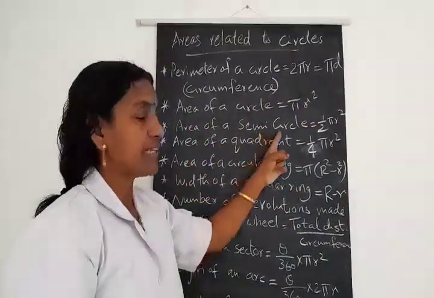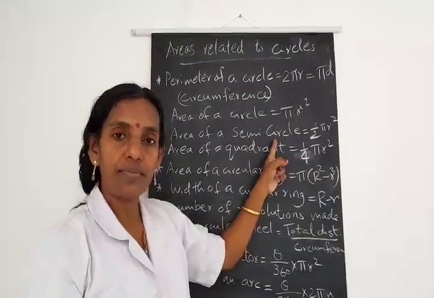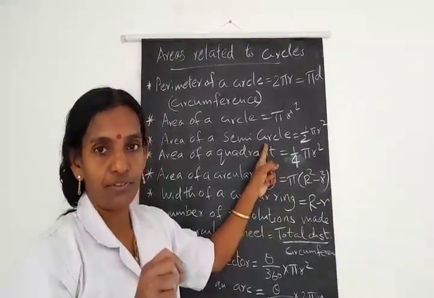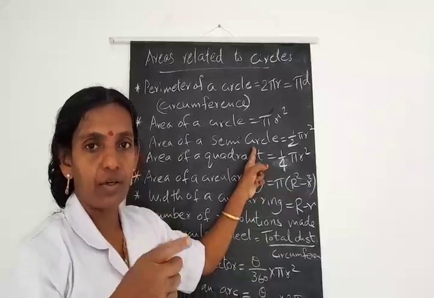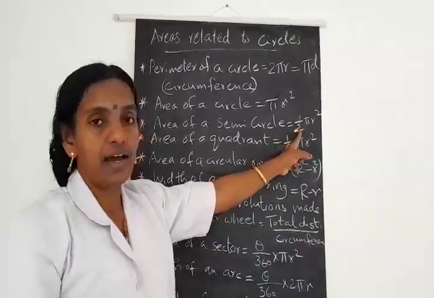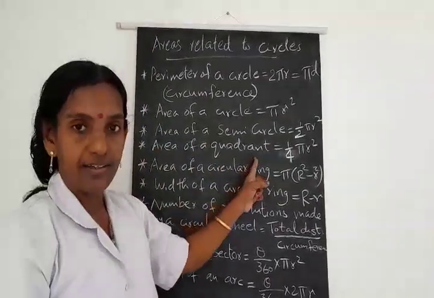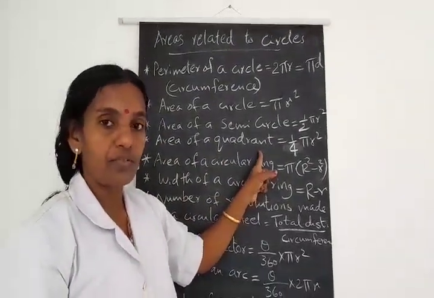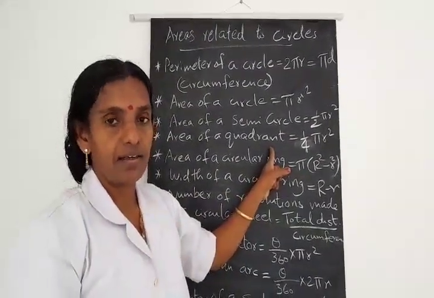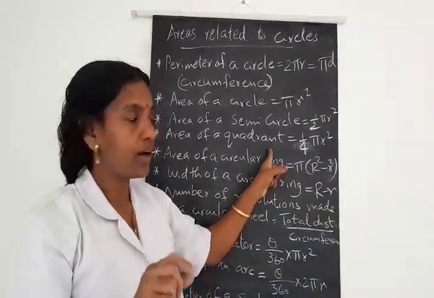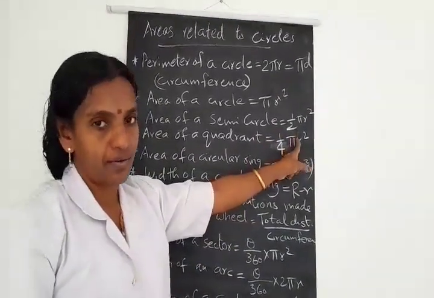Next, area of a semicircle. Area of a semicircle, half of a circle. Area of a circle is pi r square, so half of a circle, that is half pi r square. Next, area of a quadrant. Quadrant means what? 1/4 of a circle. So total area of the circle pi r square, 1/4 pi r square.